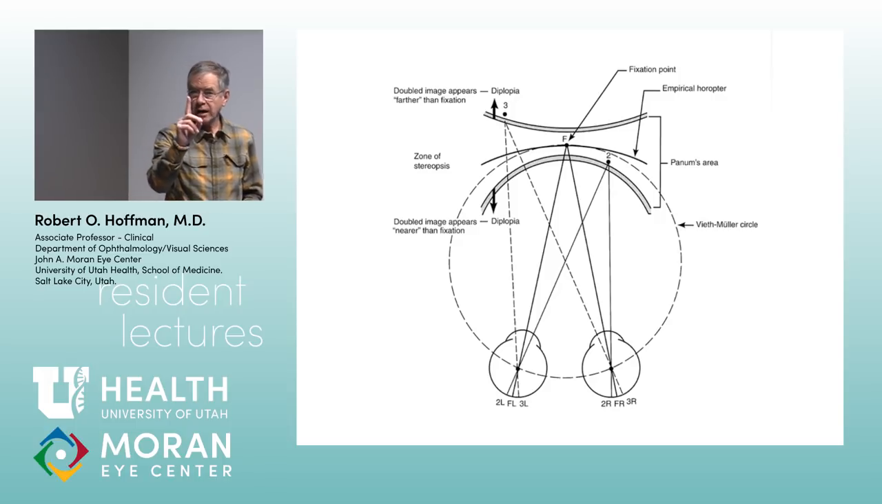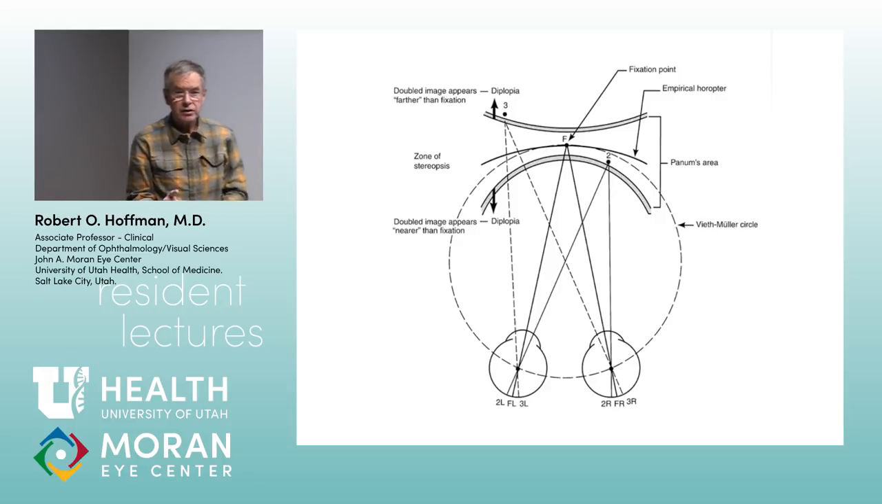If you take a piece of wire coat hanger and you look at the tip of a pencil, and you move the coat hanger back and forth, you'll see that the coat hanger looks single, then it looks double, then single and double again, and you can tell that it looks like it's farther away or closer than what you're looking at. And if you do it out here, it takes longer to get through that area. So this actually works.